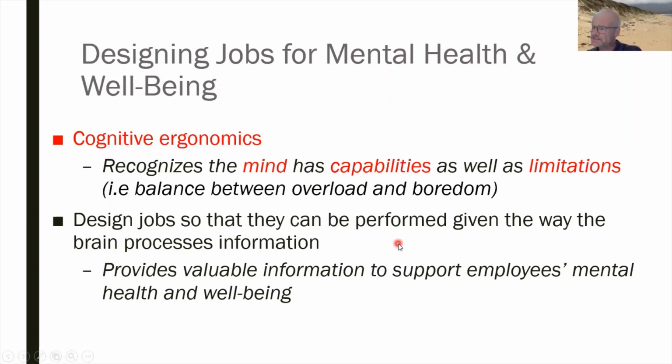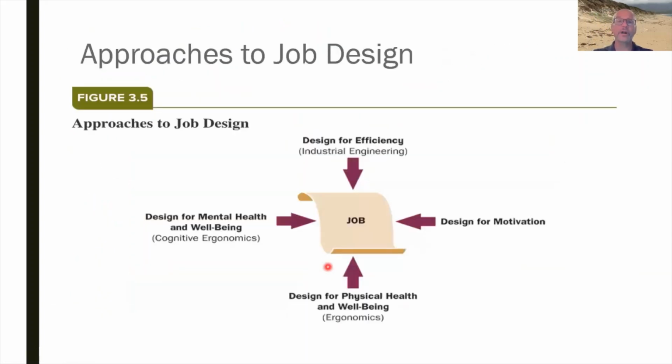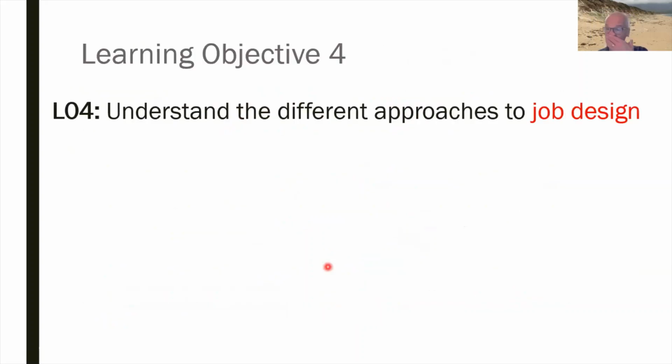Okay, cycle back then. So if we cycle back up to number 4, take a look, understand the different approaches to job design. There was designing for efficiency, okay, like for example, making 3,000 cars on an assembly line. There was designing for motivation, and that was the whole idea of adding things like autonomy and task significance to a job, okay, to make it more interesting.